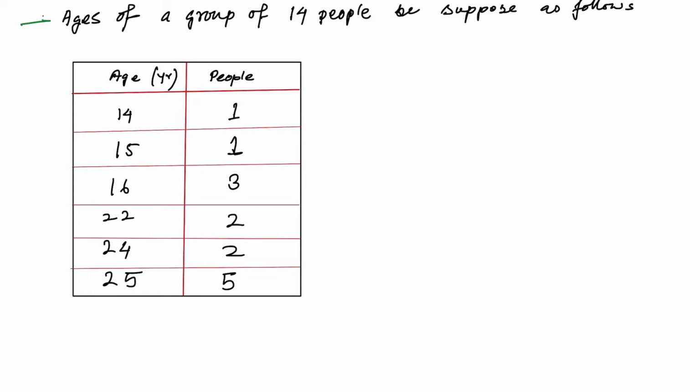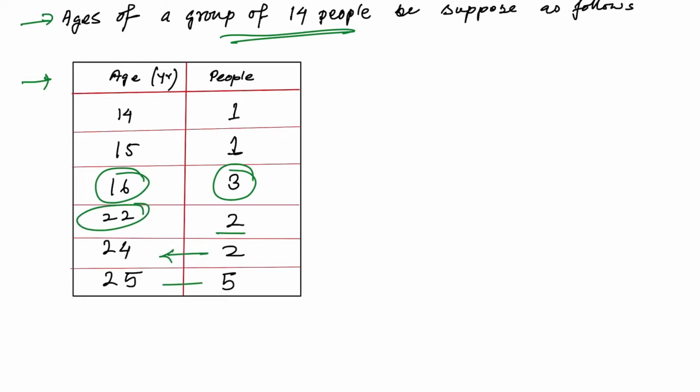Now, to understand the role of probability in quantum mechanics, let us take an example. A group of 14 people of different ages, with the ages tabulated here. There is one person of 14 years, one person of 15 years, three people of 16 years, two of 20 years, two of 24 years, and 5 people of 25 years.